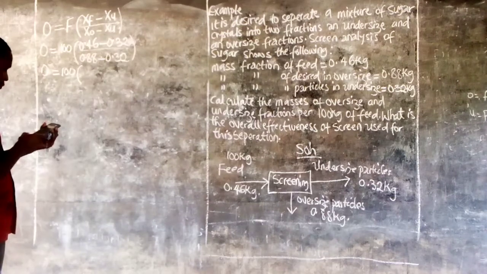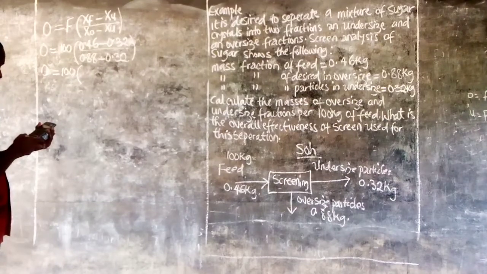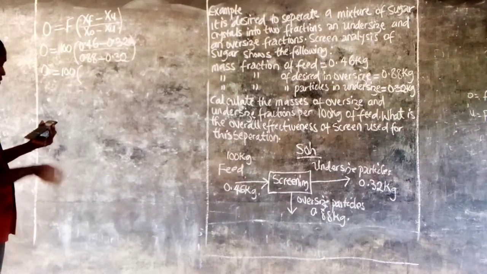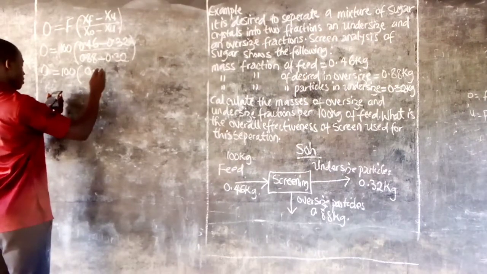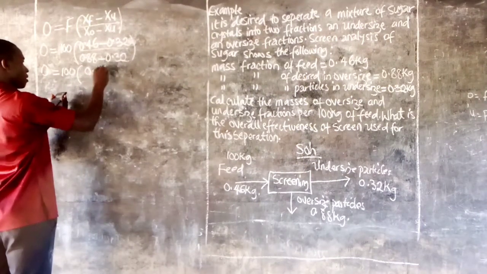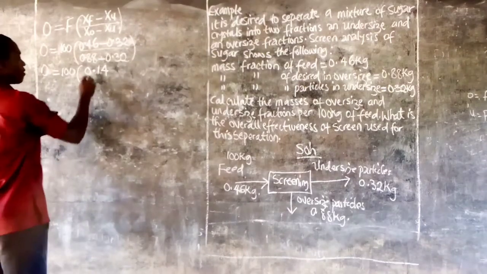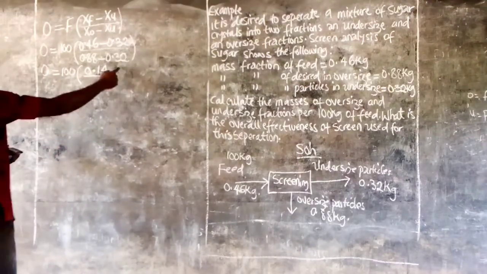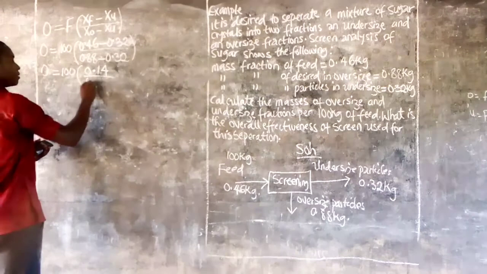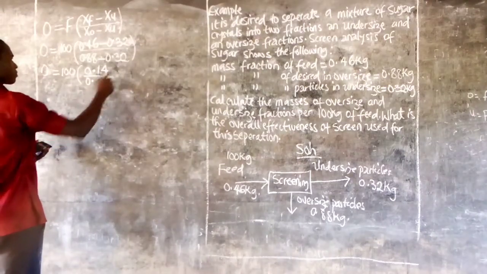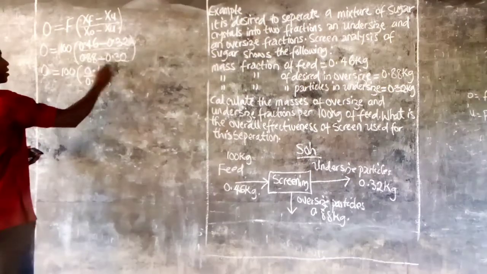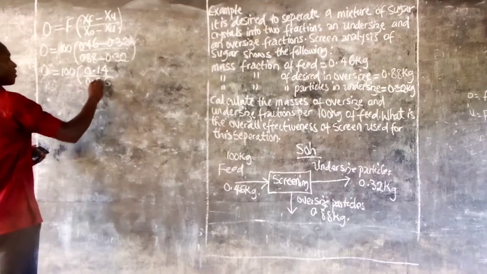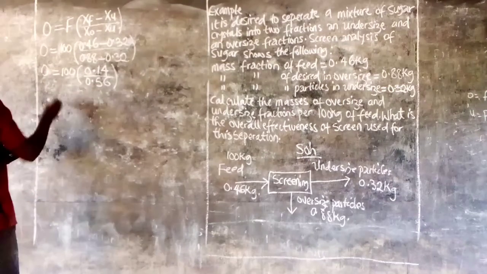Now we have 0.46 minus 0.32, and that will give us 0.14. 0.14 all over, then we have this minus this, that is 0.8 minus 0.2, we have 0.6. Then 0.8 minus 0.3, we have 0.5.